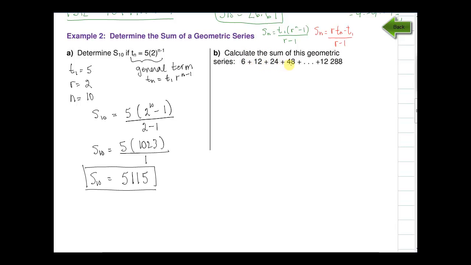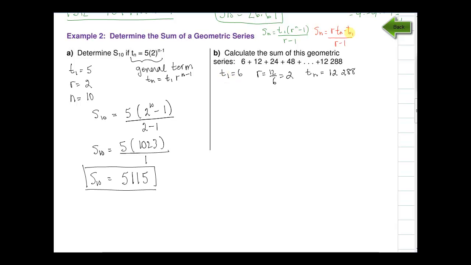Okay, so for our second example, we've been asked to calculate the sum of a geometric series 6 plus 12 plus 24 plus 48 plus ... plus 12,288. So what we know is that T1 is 6. We can calculate r by going T2 over T1, which is 12 over 6, which is 2. And remember, you can go 24 divided by 12 or 48 divided by 24. You should still get 2. And we're given the last number in our geometric series, so we know that T subscript n is 12,288.